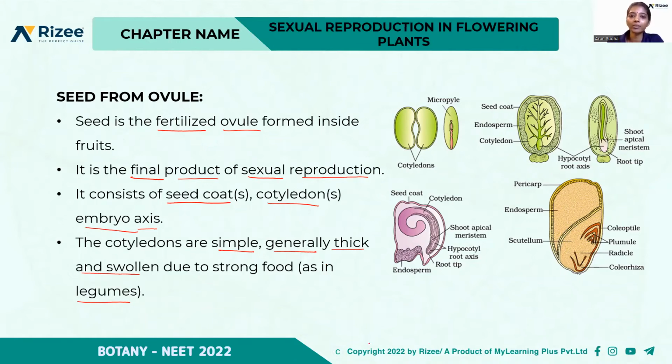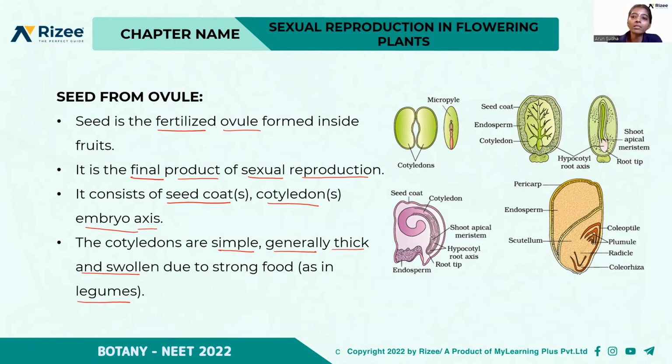Okay, we'll continue. Today we are going to see about the post-fertilization events, that is, the structure of the seed, the structure of the fruit, and then apomixis and polyembryony. Under seeds, we saw that a seed is a fertilized ovule formed inside the fruit, and it is the final product of sexual reproduction. It consists of seed coat, cotyledon and embryonal axis.